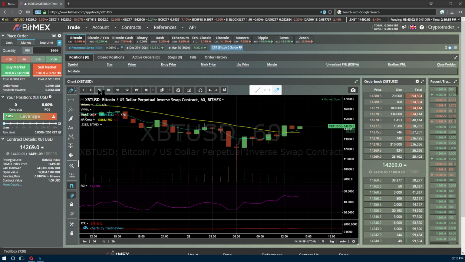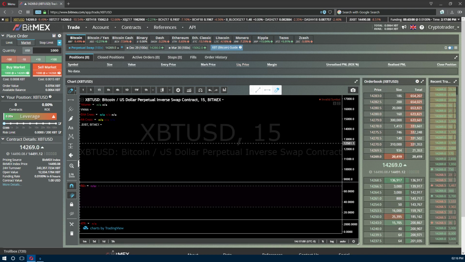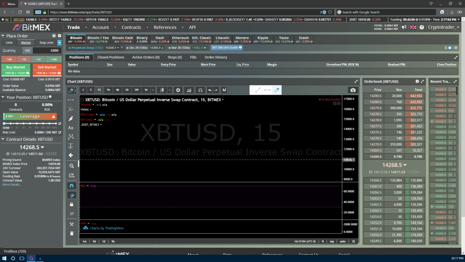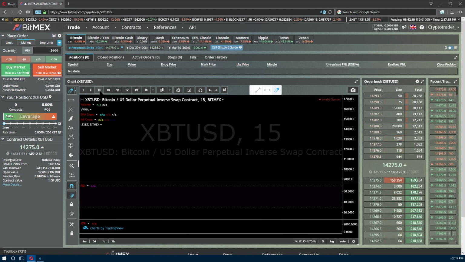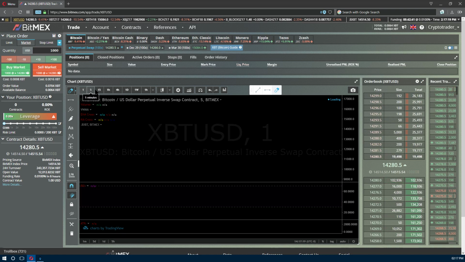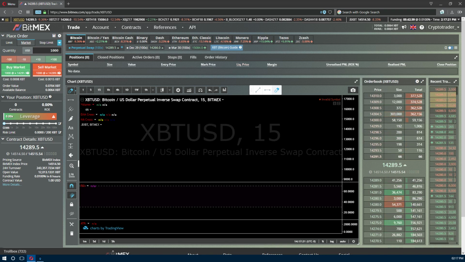Tread careful, my friends. We got a 15 candle again. I can't trade 10s. I can only trade 15s over here. Let's see if we can get this to come up. Invalid symbol. Let's do it again. 15. Invalid symbol. 5. Are you serious? They can't be serious. This is not true. I know I can see a 5.